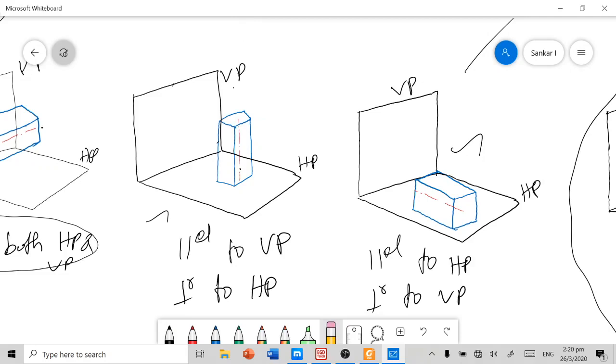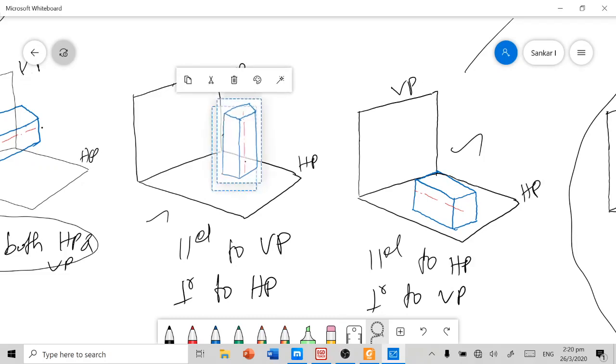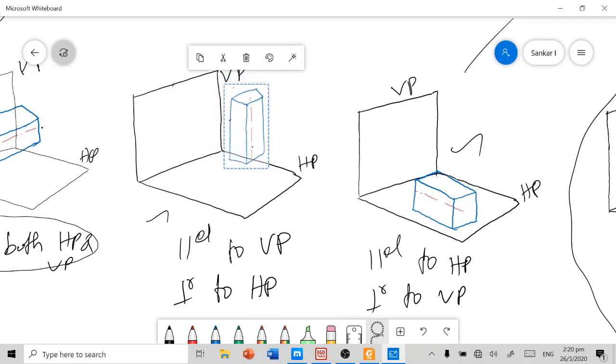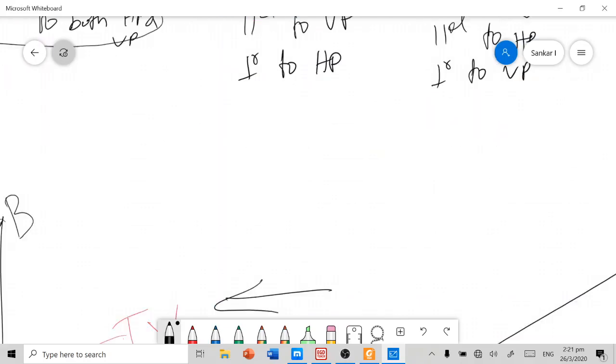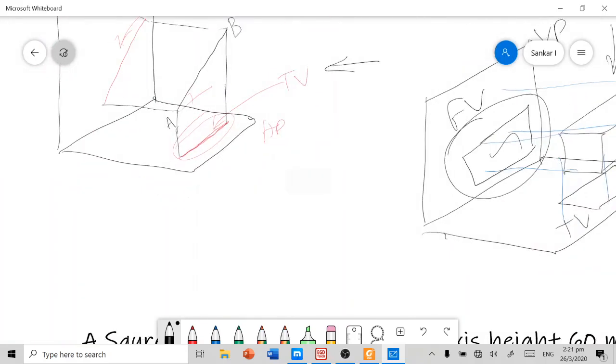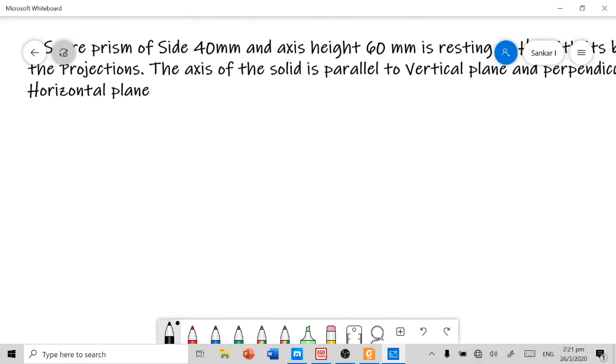Okay, as per the orthographic concept, when the object stands in this condition, the projectors will fall on the vertical plane to develop the front view of the object, and fall on the horizontal plane to develop the top view of the object. So this front view and top view are the projections of the object we are going to draw on the paper.